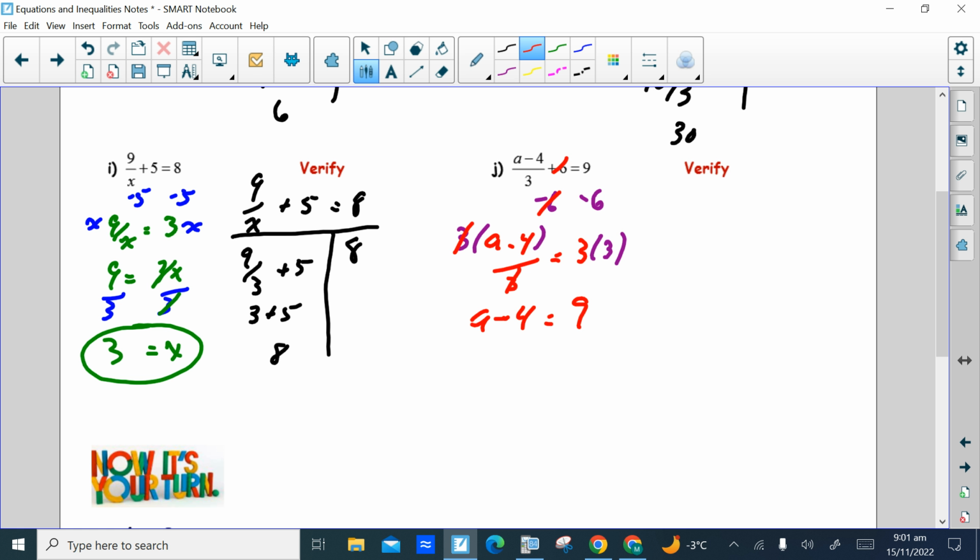Now what, Courtney? Yeah, add 4 to both sides. Because on the left, minus 4 plus 4 cancels. We've got a by itself. On the right side, 9 plus 4 is 13. So there's our answer, and that's what we need to put in our check.